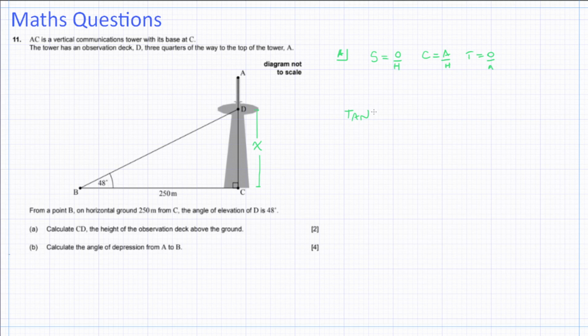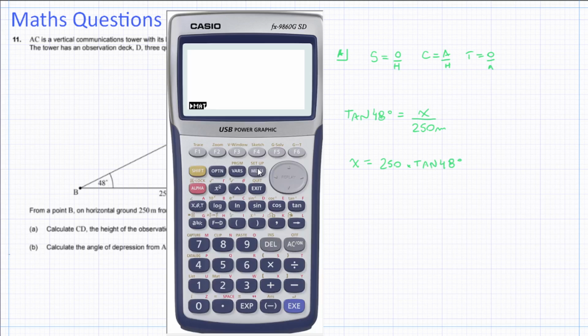So tangent of 48 degrees should be x, which is the opposite side, over 250 meters. If we rearrange this to make x our subject, we would get 250 meters multiplied by tangent of 48 degrees.